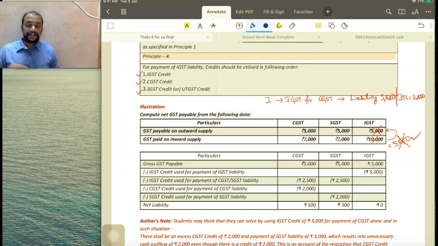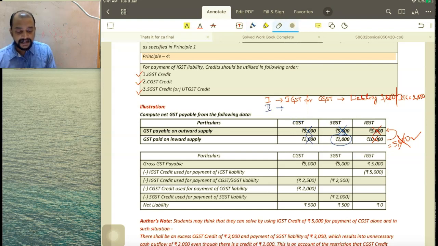Alternative 2. What is that alternative 2? I have 5,000. Using that 5,000, I can pay SGST. Then, using CGST credit, I can pay CGST liability. So, still I have to pay 3,000. Which means I will be having 3,000 liability and 2,000 credit. So, alternative 1 and alternative 2 will give the same result.